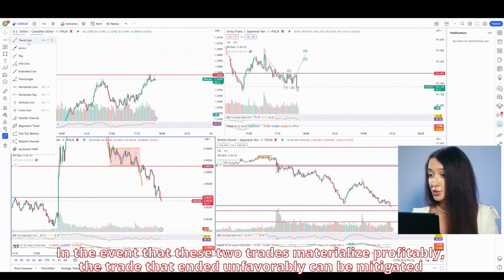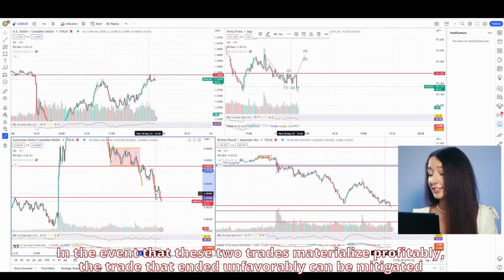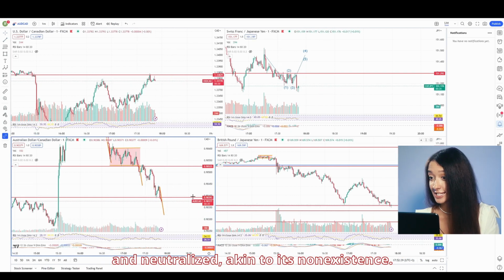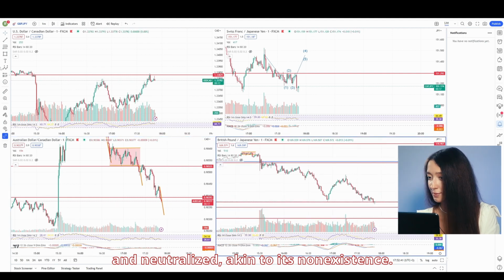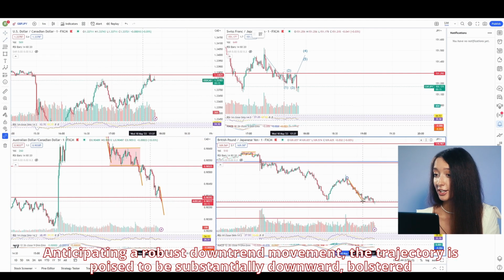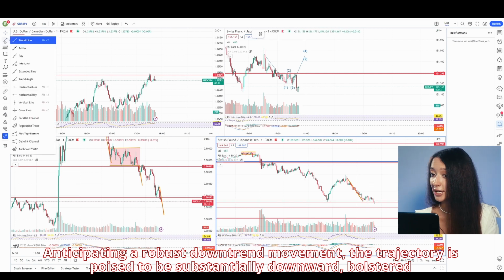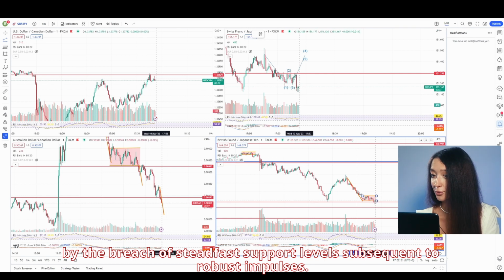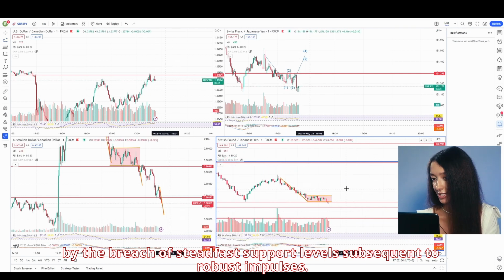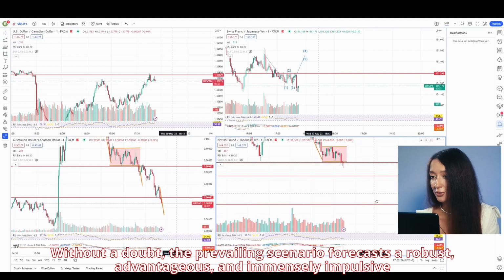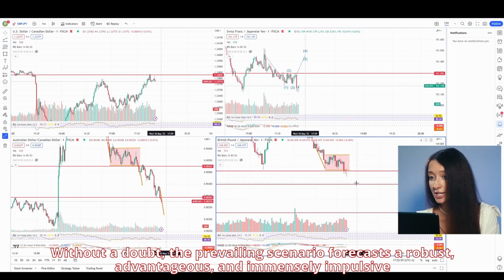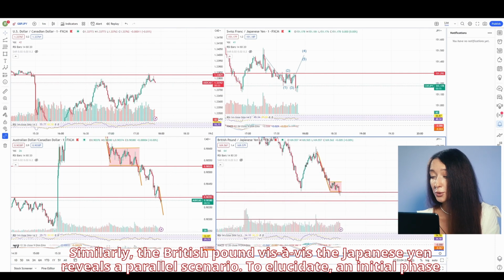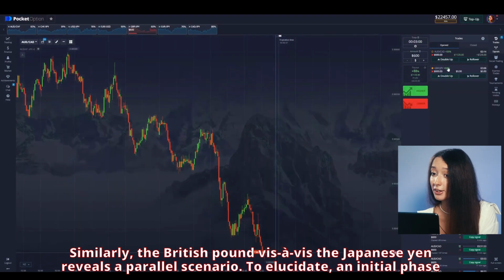In the event that these two trades materialize profitably, the trade that ended unfavorably can be mitigated and neutralized as if it never existed. Anticipating a robust downtrend movement, the trajectory is poised to be substantially downwards, bolstered by steadfast support levels subsequent to robust impulses. Without a doubt, the previous scenario forecasts a robust and immensely impulsive downward trajectory. Similarly, the British pound versus the Japanese yen presents a parallel scenario.